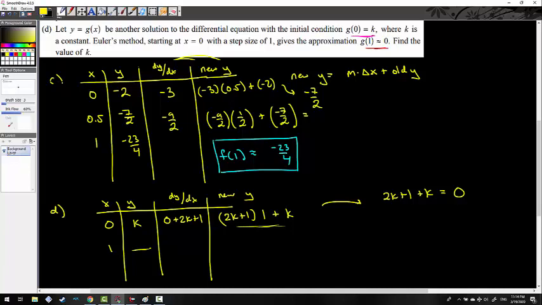So I'm going to go and solve for k now. So 3k plus 1 equals 0. So k should equal -1/3. And we are done. Great job.